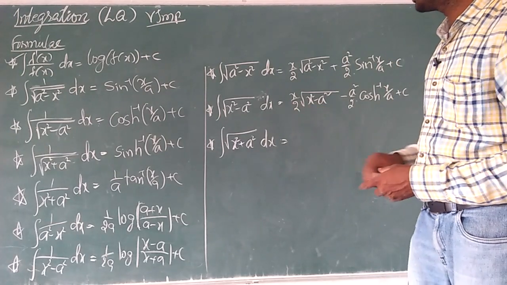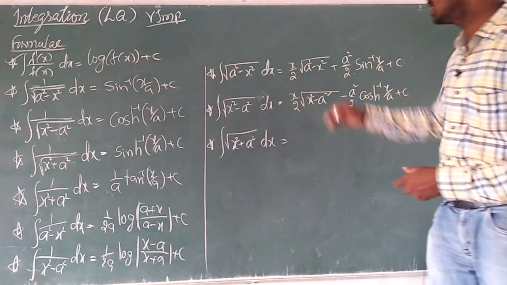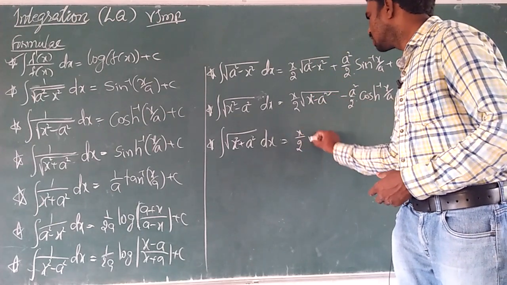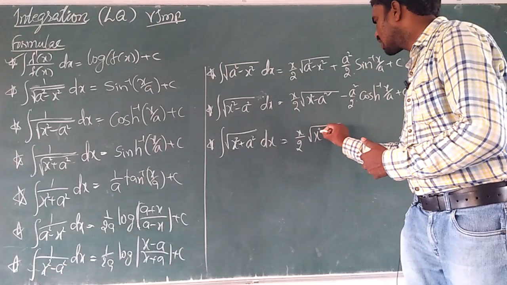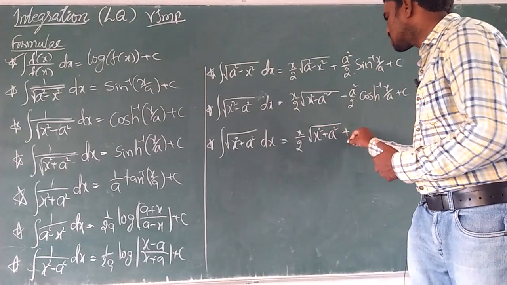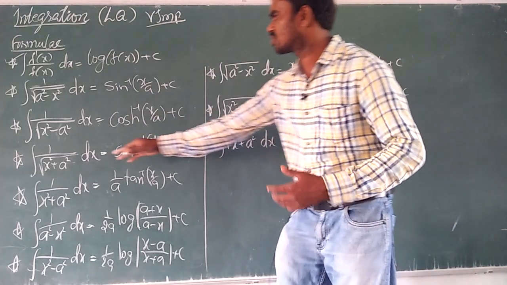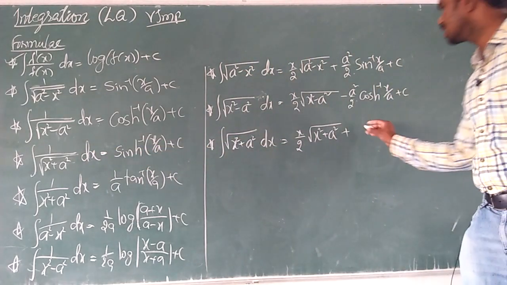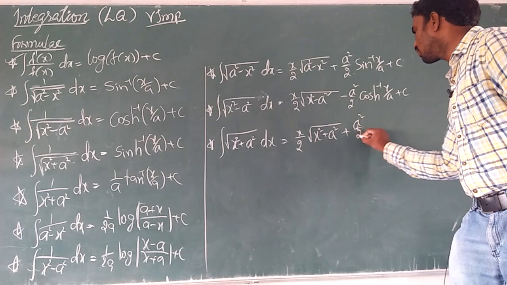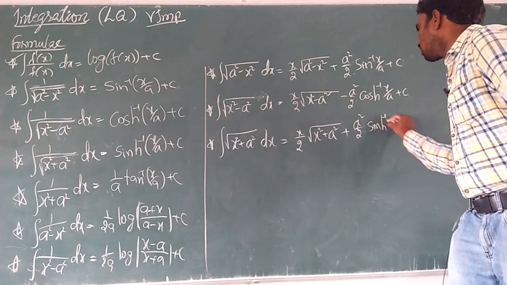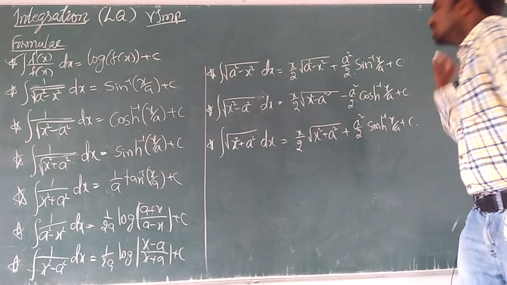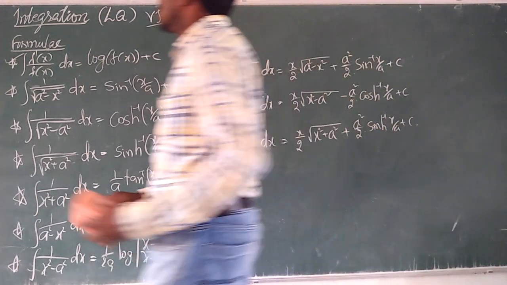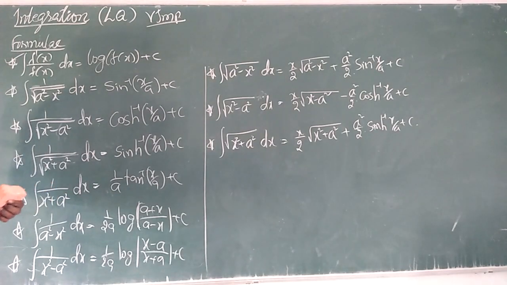Okay, last one, integration of root of x square plus a square. How can we write it with the same process? x by 2 root of x square plus a square plus, what is this for root of x square plus a square? Yes, sin h inverse x by a. So a square by 2 into sin h inverse x by a plus c. Okay, these formulas. So now let us start important 7 marks questions.